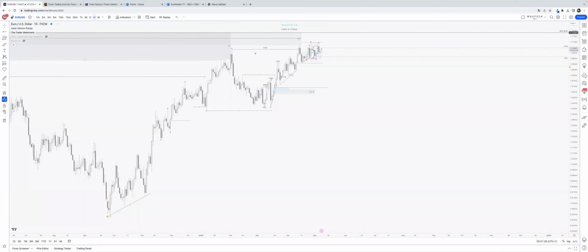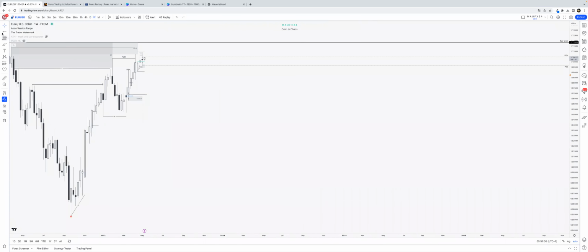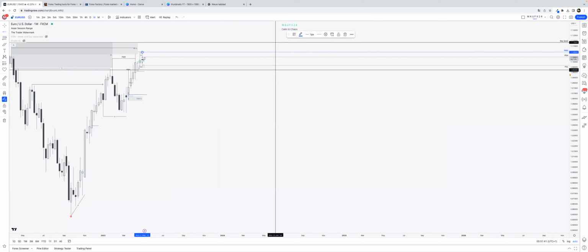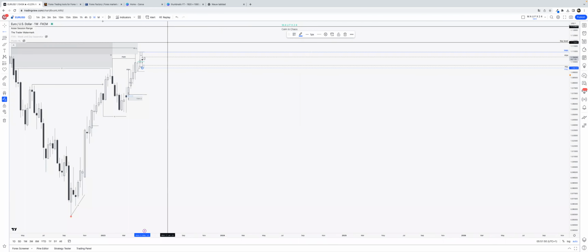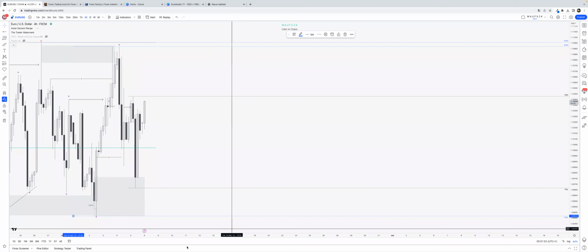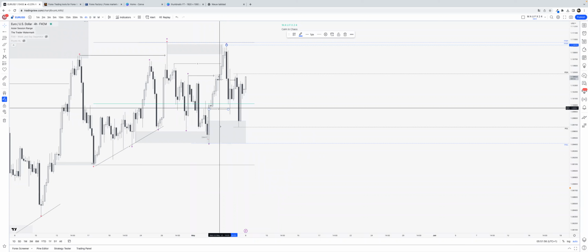Now weekly wise, we got our previous weekly high. And we got two weekly highs here. So I want to actually mark out both or just this one. I can do both, but it will be a little bit more messy. Then we got our previous weekly low down here. That is a high. That is a low. Let me get that clean.